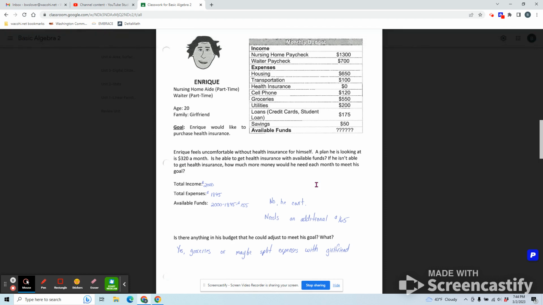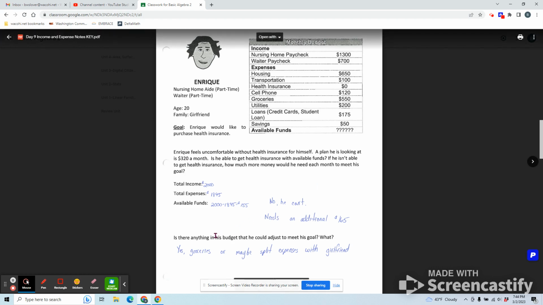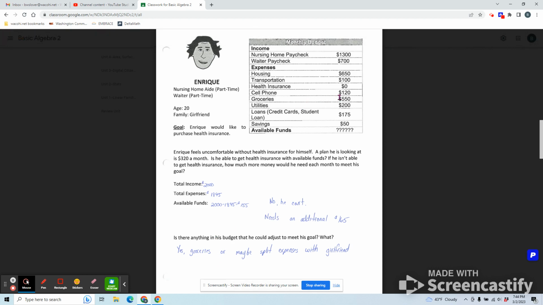Well, maybe he needs to fix his budget. So is there anything in his budget he could do? Yeah. He probably doesn't need to spend $550 on groceries if it's just him and his girlfriend. And we don't even know if his girlfriend's living with him. But if she is, maybe she can help pay for some of the utilities, maybe some of the groceries.